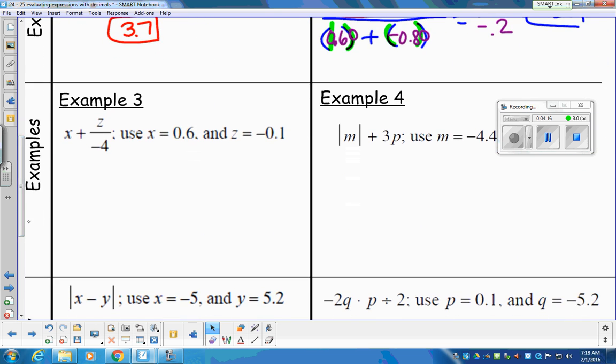Example 3. In example 3, we're going to parenthesis all of our work there. So we have an x plus parenthesis for the z divided by -4. Go ahead and get that set up. Parenthesis for the x, parenthesis for the z.